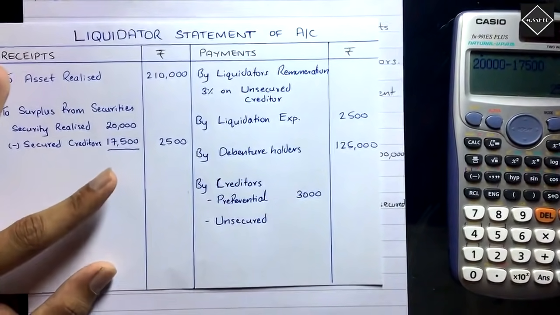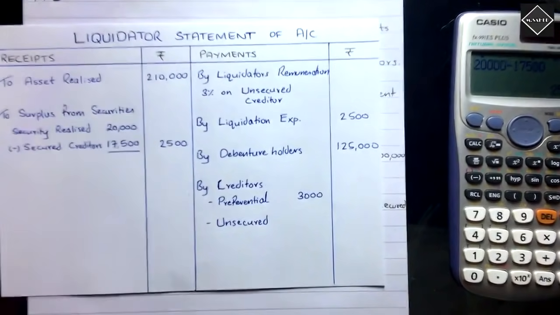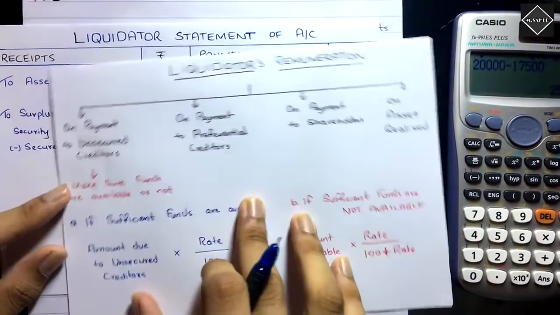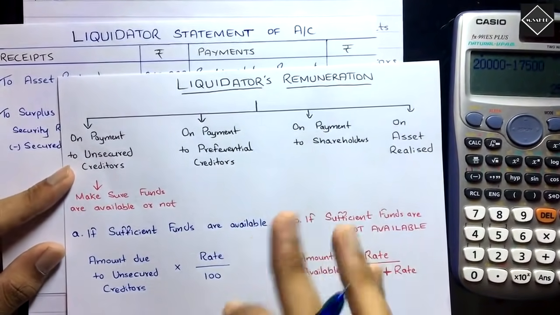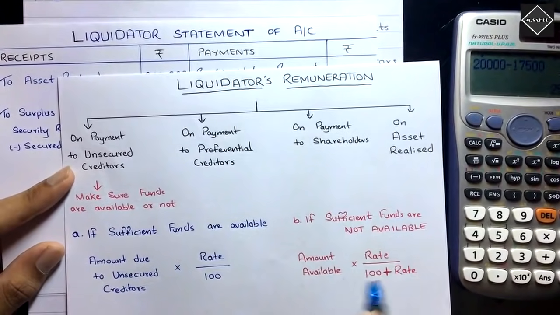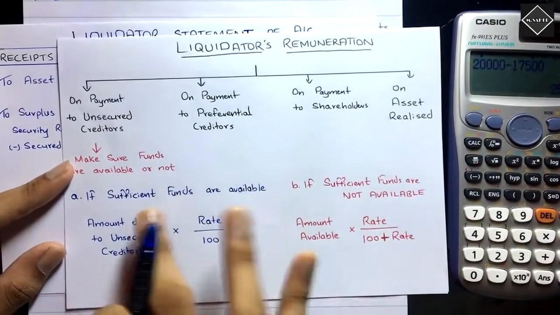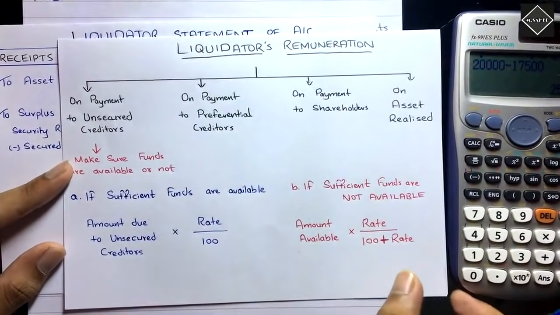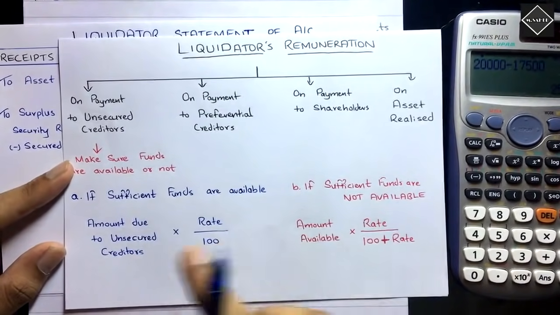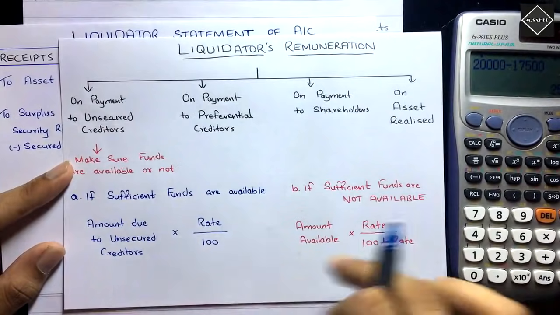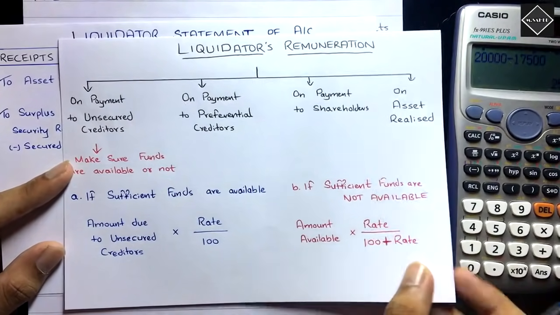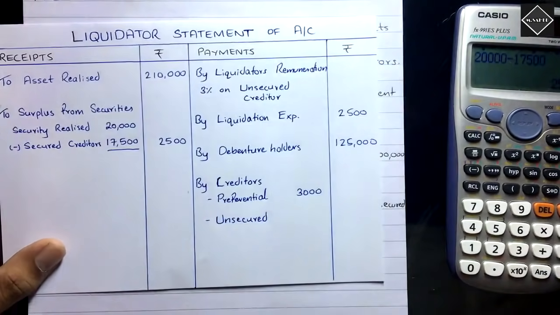I've told you, when you are going to make the payment of unsecured creditors, the remuneration is also there, so we have to calculate that also. So you have to make sure the funds are available or not. But how to make sure whether the funds are available or not? We know that we have to use these formulas to calculate liquidator remuneration and unsecured creditors, these two ways. See, it's very simple to do that.